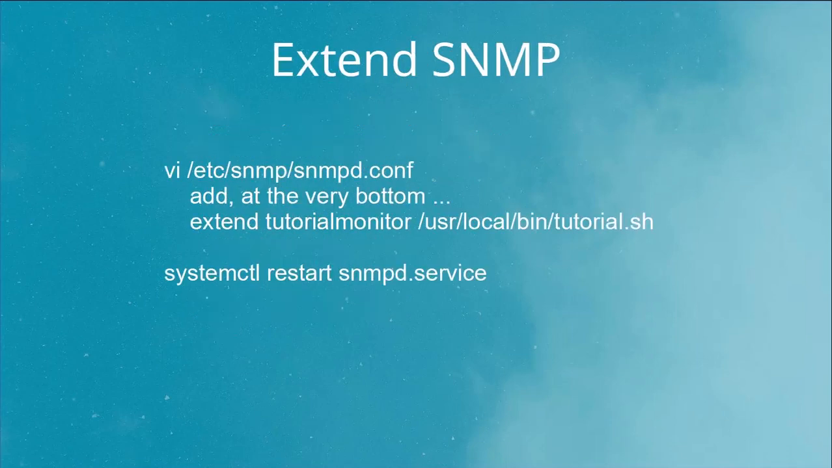To extend SNMP, edit /etc/snmp/snmpd.conf. Toward the bottom, add the line extend tutorial monitor /usr/local/bin/tutorial.sh. Note that there are no args to the script. The name of the extension is tutorial monitor.